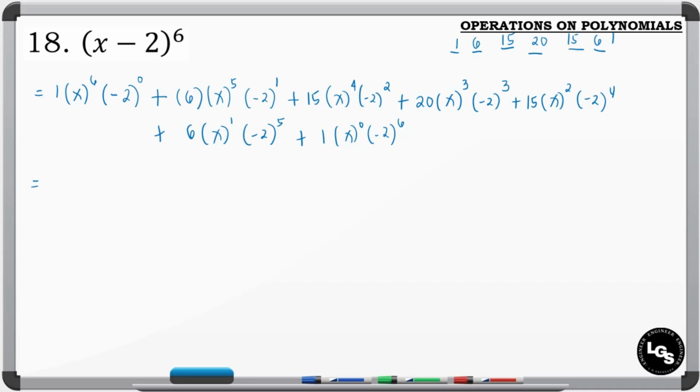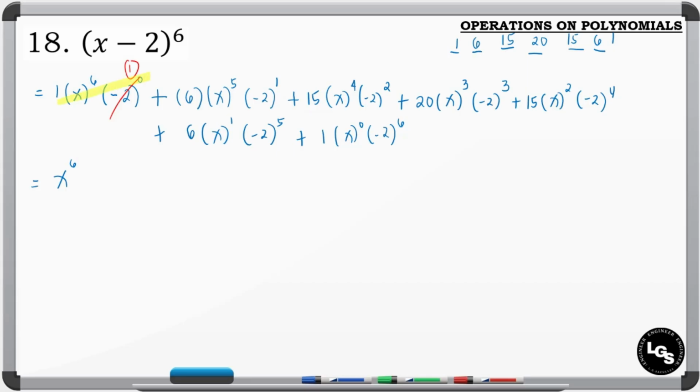simplify our answer. For the first one, this is automatically equal to 1. So 1 times 1 is 1. Then we will be left with the variable x raised to 6. So we're done with the first term.